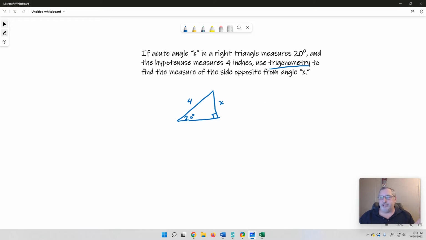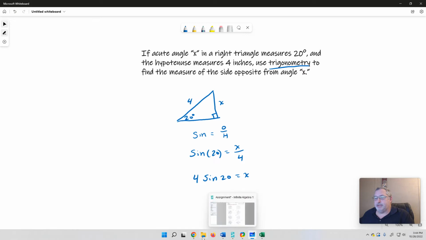So what ratio is this? If this is our given angle, this is the side opposite, this is the hypotenuse, this is the sine ratio. So opposite over hypotenuse. So we're going to fill in the information we know. Sine of 20 equals the opposite, which is x divided by 4. And so we're just going to multiply both sides by 4. So 4 times the sine of 20 gives us x. And now you're going to need your calculator for this.